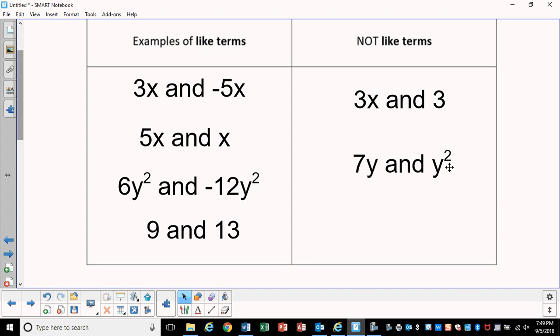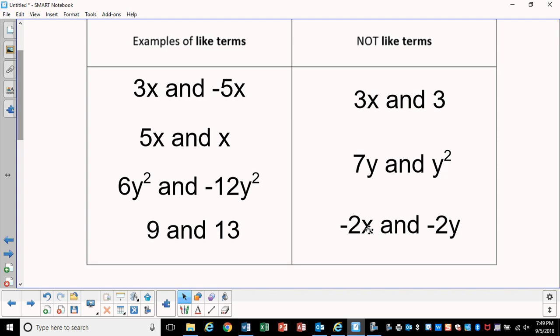7y and y squared are not like terms. Yes, they are the same variable. They both have y's, but this one doesn't have an exponent, and this one has an exponent of 2. They are not the same because they do not look identical. The variable part does not look identical to it. Okay? And then 2x, or negative 2x and negative 2y are not the same.